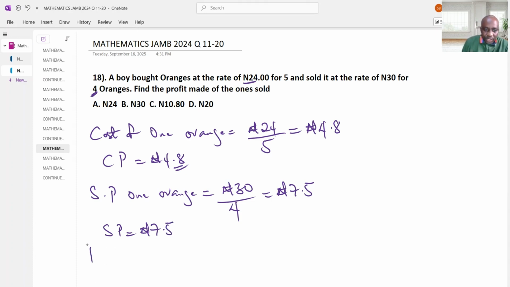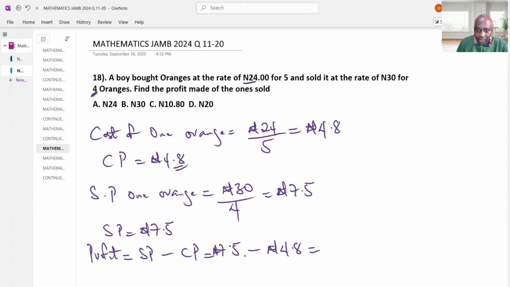If you want to know the profit, it equals selling price minus cost price. What is our selling price? 7.5, isn't it? Minus cost price 4.8. Therefore, our profit will be what? 7.5 minus 4.8. 7.5 minus 4.8 is going to give me what? 2.7, the profit for one orange.